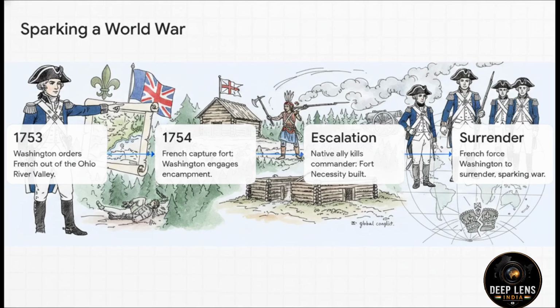A year later, things escalate. The French capture a British fort, and Washington engages a French encampment. Step 3. In a wild turn of events, his native ally kills the wounded French commander, prompting Washington to quickly build a makeshift defense called Fort Necessity. And finally, Step 4. French troops surround him, forcing his surrender. This incredible micro-story of young Washington accidentally set the entire world on fire. It sparked a global conflict that would eventually tear the British Empire apart.